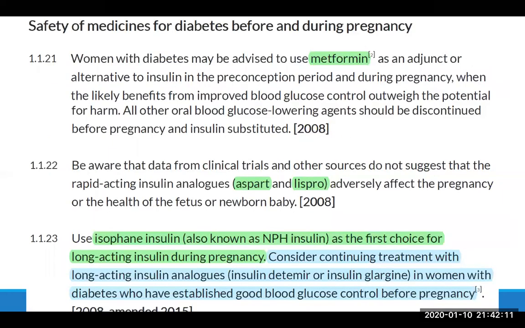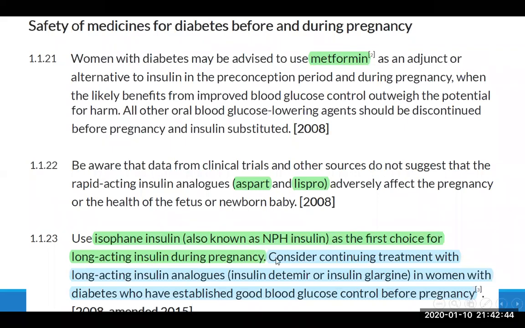And regarding safety of medications for diabetes before and during pregnancy, of course, the NICE guidelines recommend metformin can be used during pregnancy, and also the rapid-acting insulin analogs aspart and lispro are recommended during pregnancy. But insulin glargine is not recommended because it is category C during pregnancy. And for long-acting or basal insulin, isophane insulin or NPH insulin is the first choice during pregnancy.